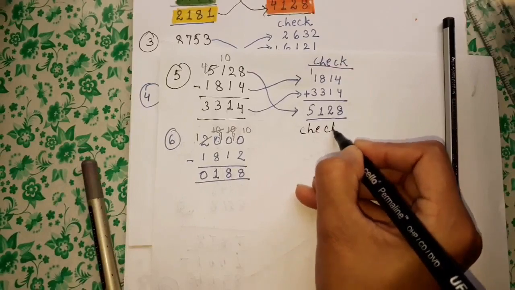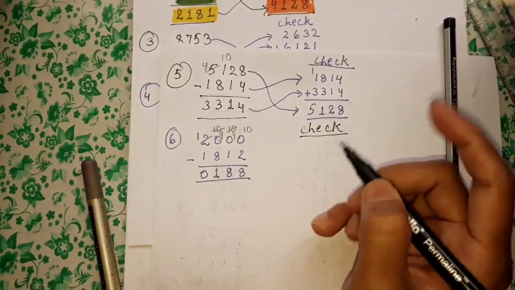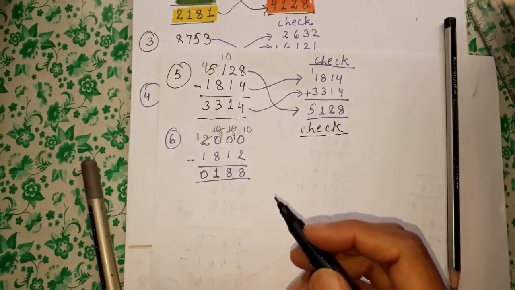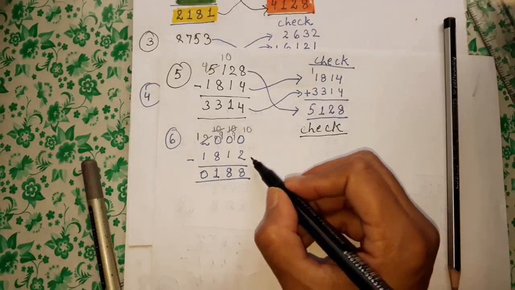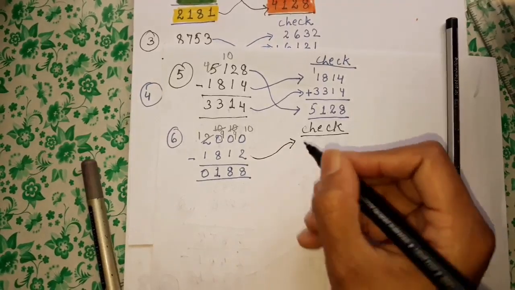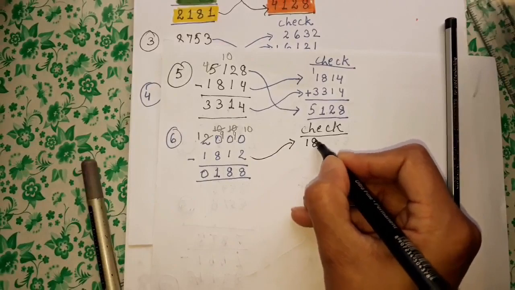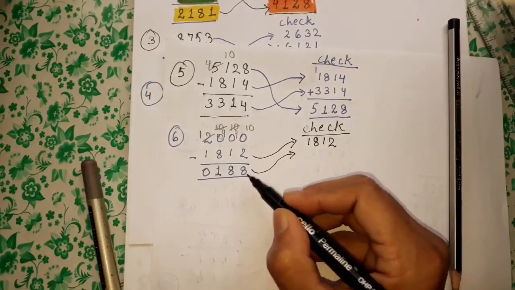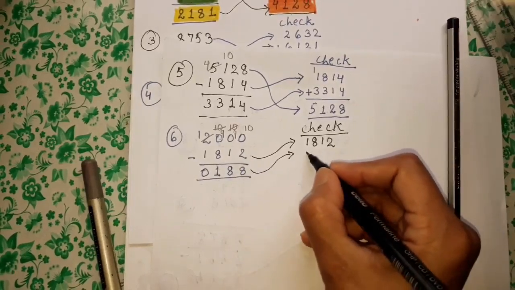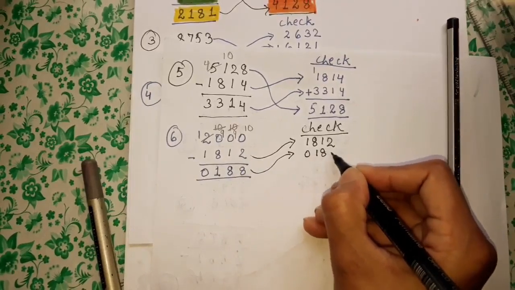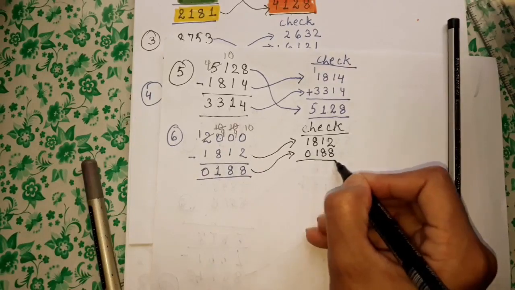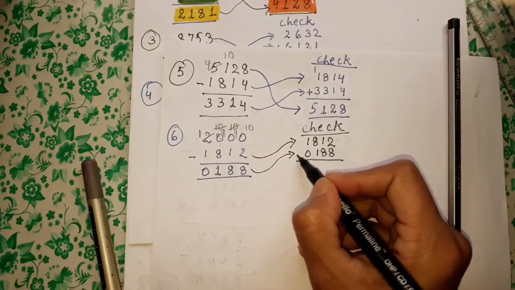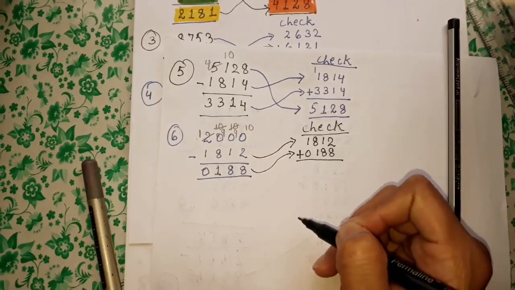For checking our answer, what we have to do? We have to do addition. For doing addition, which numbers we have to write here? First subtrahend, which is 1812, and the second one difference. The difference between these two numbers is 188. Be careful while writing numbers. Then give a symbol of addition here.